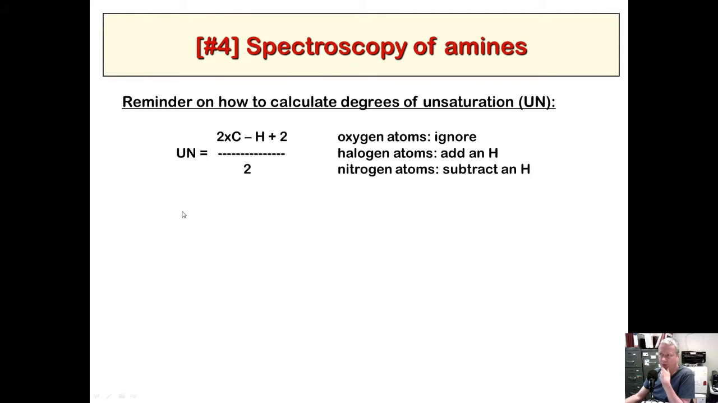Okay, and then spectroscopy. We emphasize NMR pretty much all through organic too. Reminder on how to calculate degrees of unsaturation, and you haven't seen too many examples with nitrogen, so now's our chance to review how to do nitrogen with degrees of unsaturation. Remember, with oxygen you ignore it, halogens you add an H, and nitrogen you subtract an H. That's the general rule.